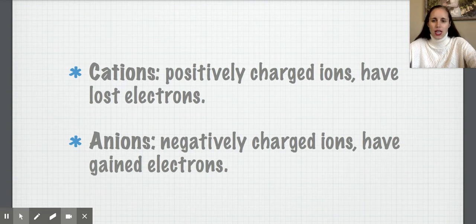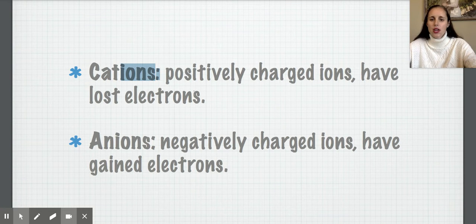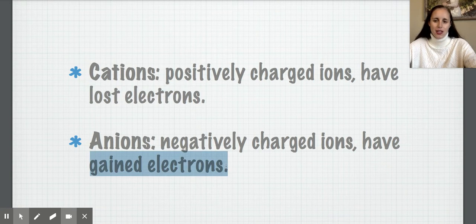We have two different types of ions, and you can see both of these terms have ion in them. If something is a cation, it's said to be a positively charged ion. If something is an anion, it's negatively charged. In order for something to be positive, it must have more positives than negatives, so it must have lost electrons. For something to be negative, it must have more negatives than positives, so it must have gained electrons. So anions will gain electrons, cations will lose electrons.